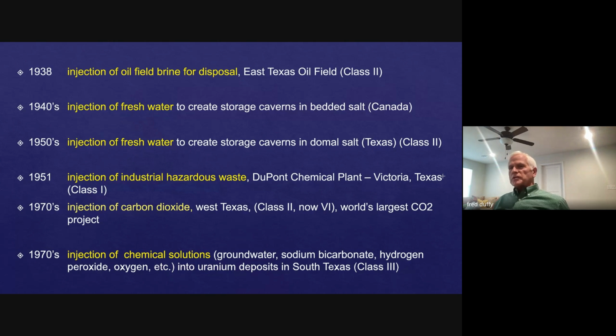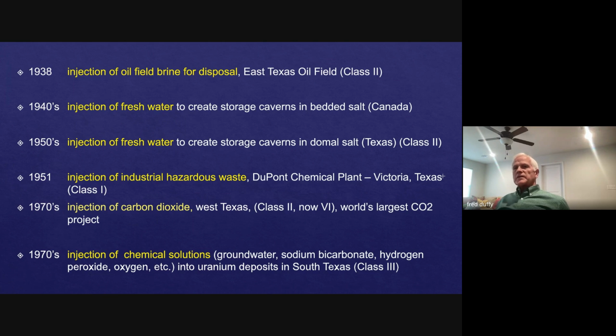1951 was the injection of industrial hazardous waste. This was performed by DuPont Chemicals at their Victoria plant in Texas. They drilled and operated 10 of these Class 1 disposal wells that were disposing of hazardous waste.